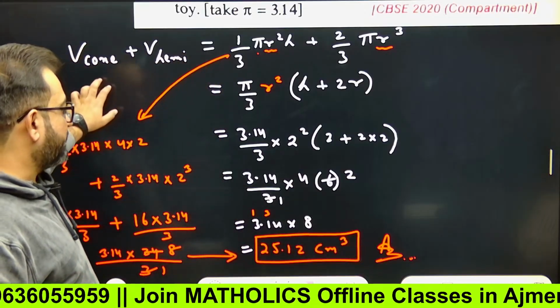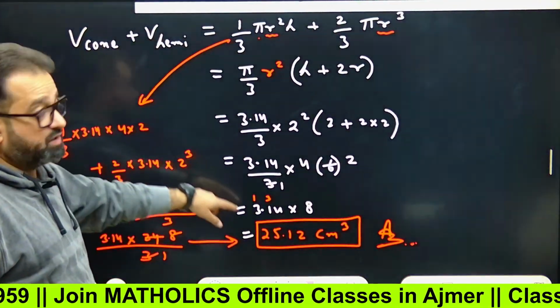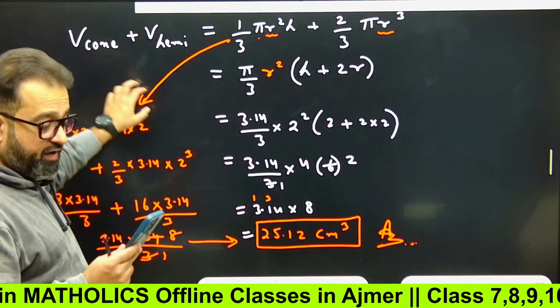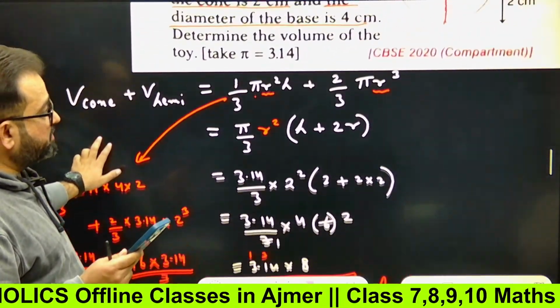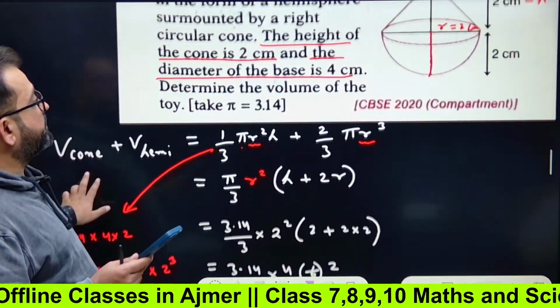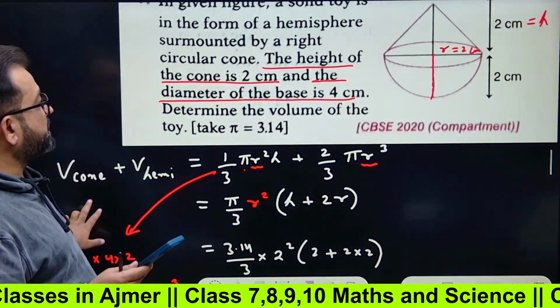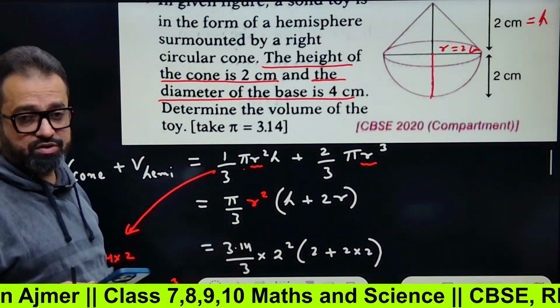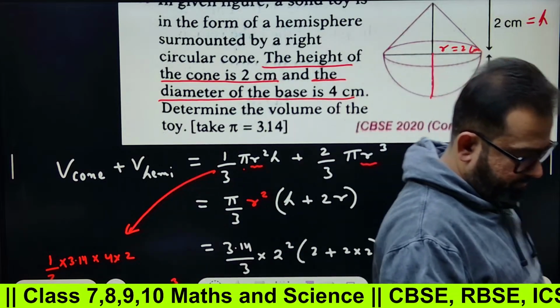Copy this and we'll move forward. Volume of the solid will be 25.12 centimeter cube. Copy it. This is the diagram, start copying. Lower calculations you do yourself. Come on, let's do it.